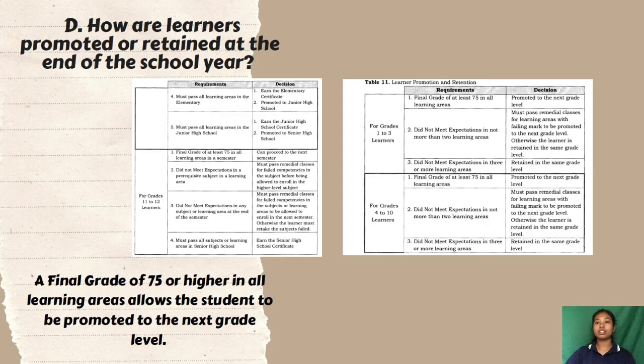So for grades 1 to 10, a learner who did not meet expectations in at most 2 learning areas must take remedial classes. Remedial classes are conducted after the final grades have been computed. The learner must pass the remedial classes to be promoted to the next grade level. However, teachers should ensure that learners receive remediation when they earn raw scores, which are consistently below expectations in written work and performance tasks by the 5th week of any quarter. This will prevent a student from failing in any learning area at the end of the year.